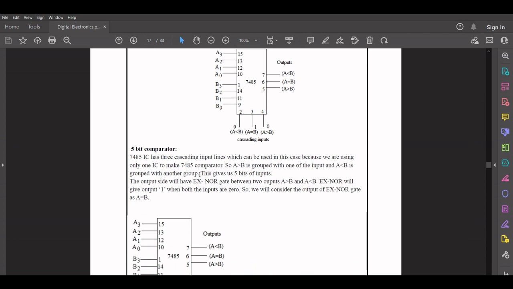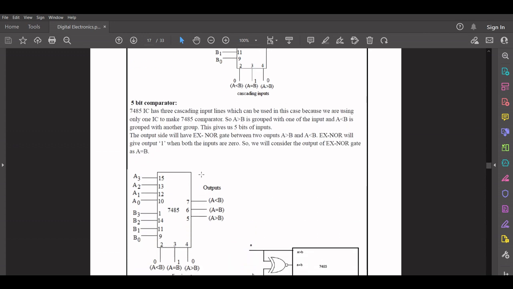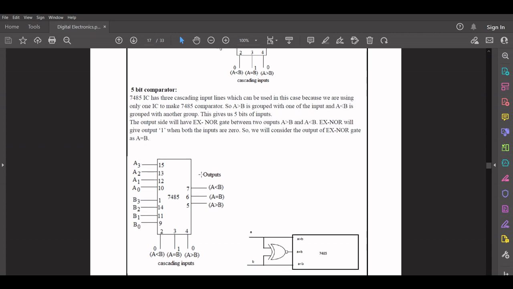Then we move on to the 5-bit comparator. Over here we'll require 10 inputs. In this case we'll have to use the cascading inputs over here. Since we are using only one IC for this, we'll have to use the 3 cascading input lines. A greater than B is grouped with one of the input pins, and A less than B is grouped with another group. This gives us a total of 5 bits as inputs. On the output side, we'll have to connect an XNOR gate. Since the XNOR gate always gives us the output as 1 when both the inputs are 0, we'll consider the output of the XNOR gate as A equal to B.